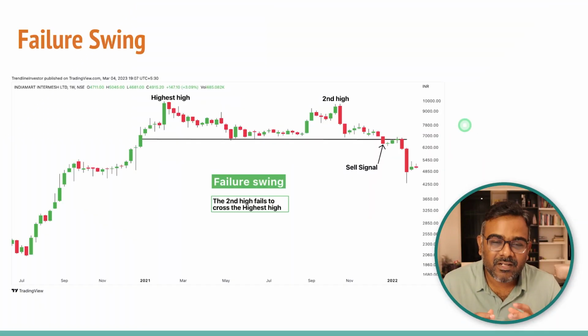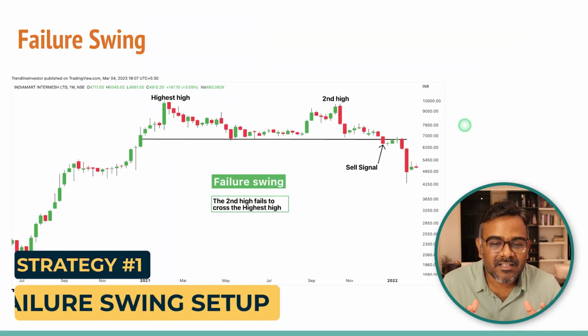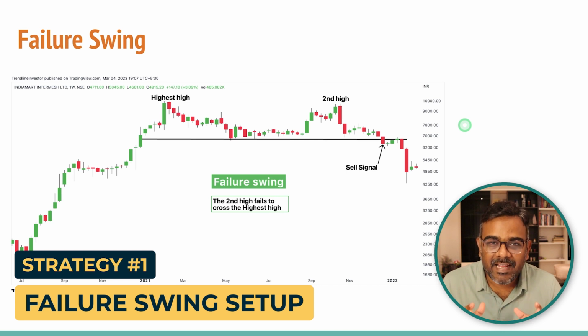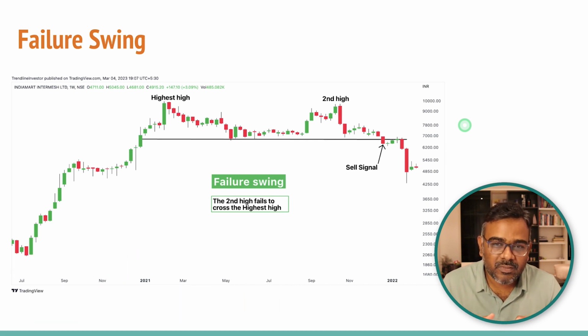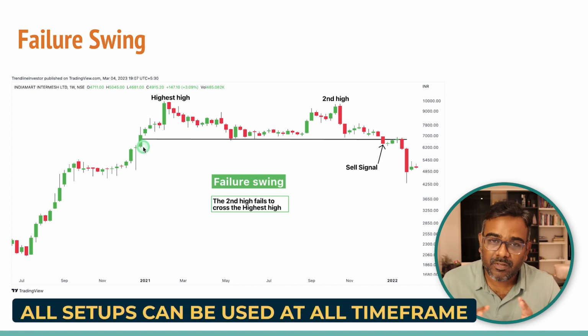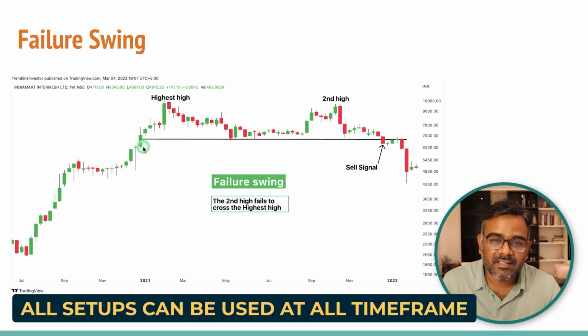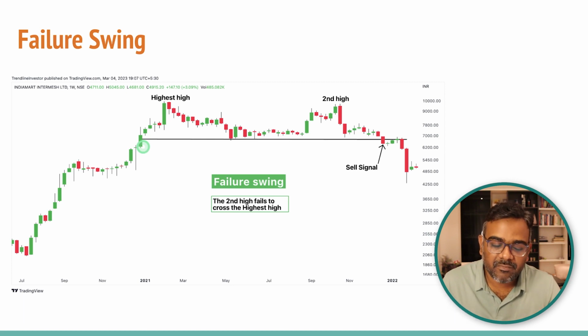The first setup we're going to look at today is called the failure swing setup. Now, this is just a name, so what I want to focus on today is more the concept rather than the name. Now, what is a failure swing? All three setups I'm going to discuss today can be applied on all time frames. Here I've taken the example of India Mart on the weekly time frame.